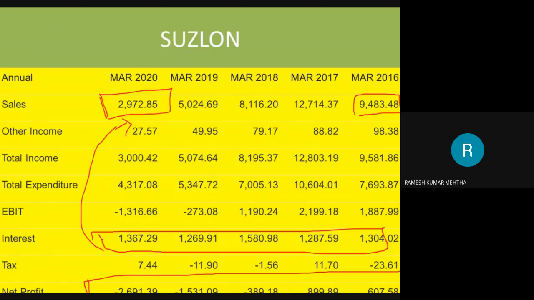What they have done is the interest. So if the company's debt is very high, the interest is very high, and then it is going to eat away the profitability of the company. And the profitability of this company from 600 crores in the year 2016 has fallen down to a loss of 2700 crores. Profit gaya, loss mein aa gaya.